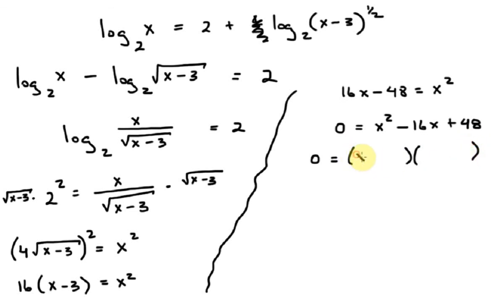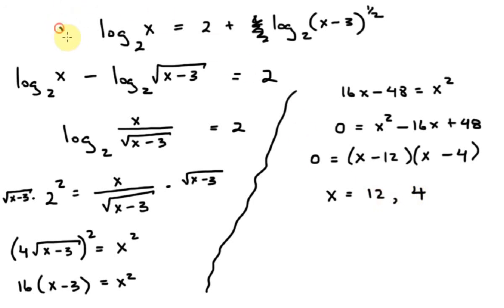So we would have x times x. Then I need a number times a number that makes positive 48 that adds up to negative 16. So I'm thinking negative 12 and negative 4. So it would seem we have two solutions, 12 and 4.